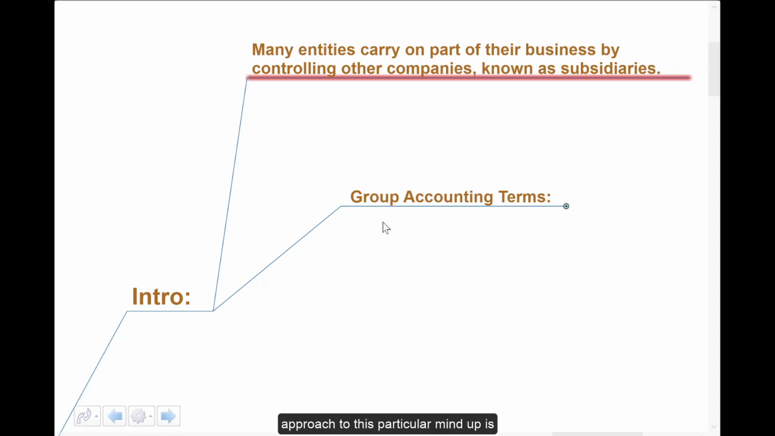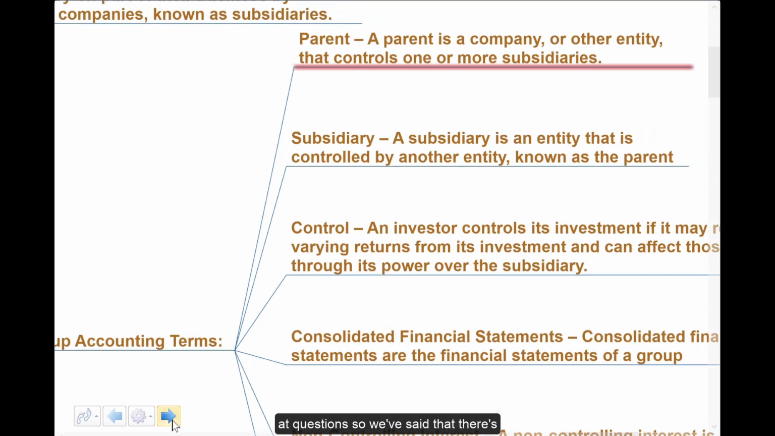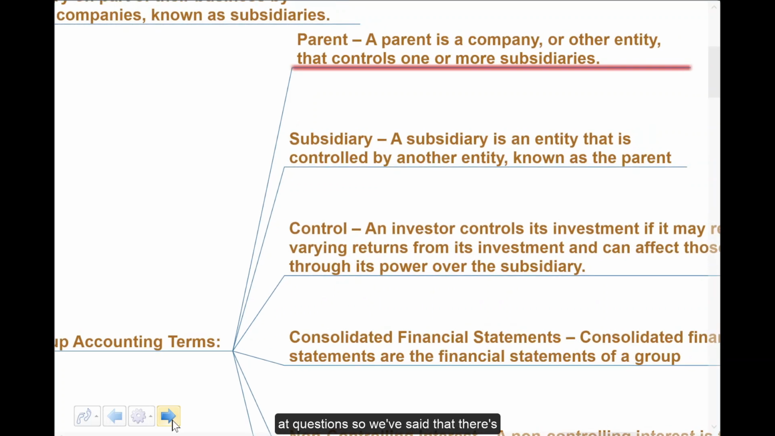My approach to this particular mind map is more overseeing rather than the detailed calculations. I think the detailed calculations we'll deal with within the questions rather than on the mind map, because the landscape required to run down each of the calculations is absolutely humongous. So let's focus on the high-level theory and the high-level terms, just to give you some background before we look at questions. So we've said that there's a parent.